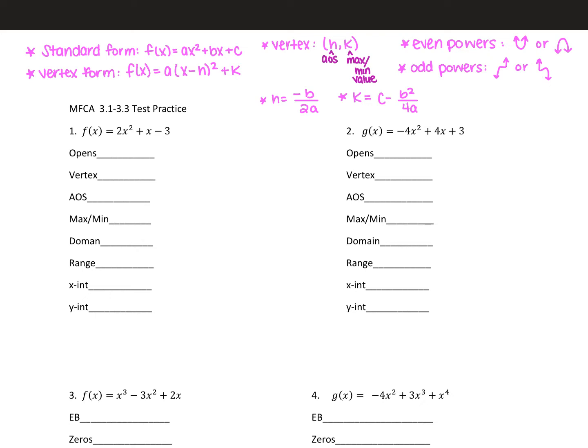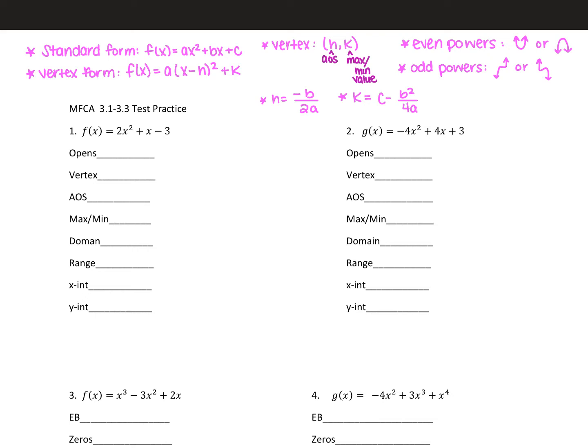You're asked to find the vertex, the axis of symmetry, which is just the x value from your vertex, your maximum or your minimum value, which is the y value from your vertex. You also have to circle whether or not it's a maximum or a minimum, your domain, your range, your x-intercept, and your y-intercept.